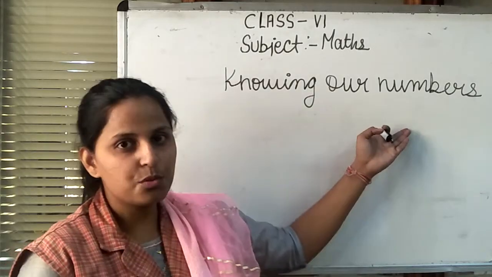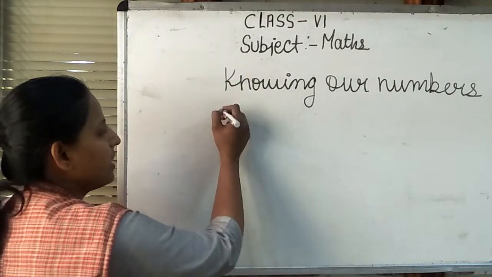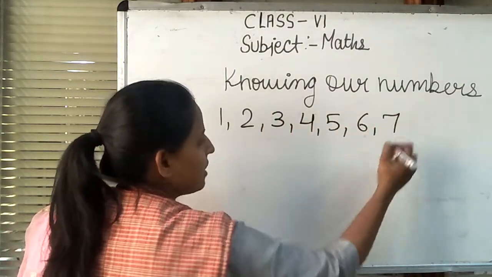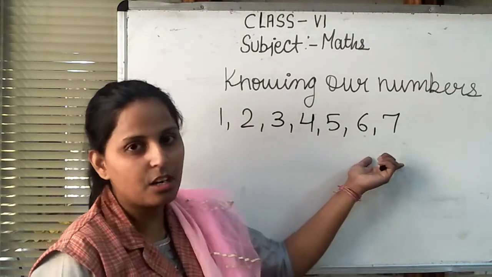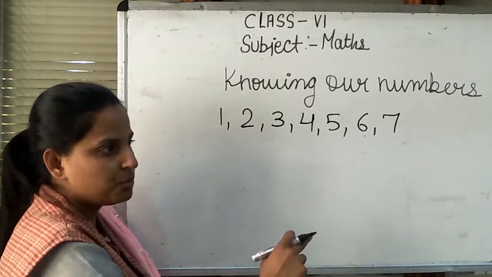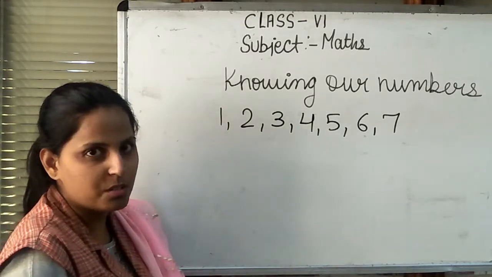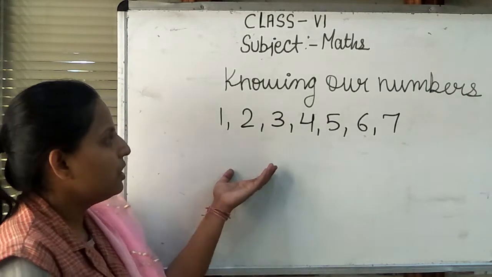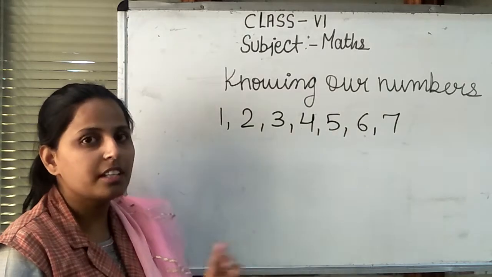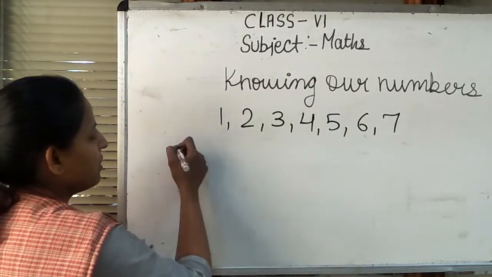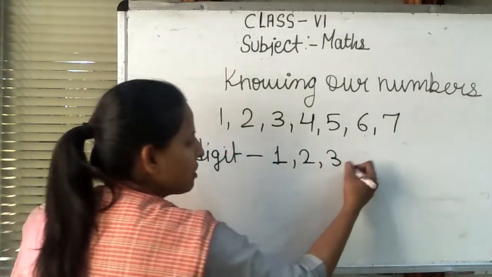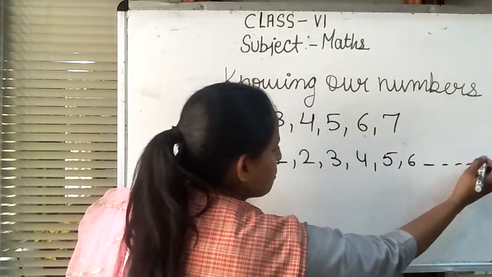So the number is used for starting the counting, and the numbers are like 1, 2, 3, 4, 5, 6, 7. These are the numbers used for counting, and so on. Now in numbers, we can know a number by its digits and also by its name. According to digits, first we know the digits like 1, 2, 3, 4, 5, 6 and 7. In these we have only 1 digit, so we call them 1 digit numbers, like 1, 2, 3, 4, 5, 6, 7 and so on.